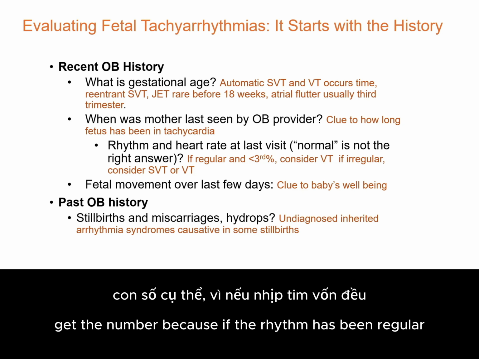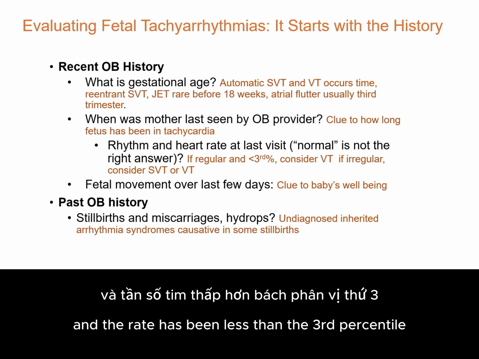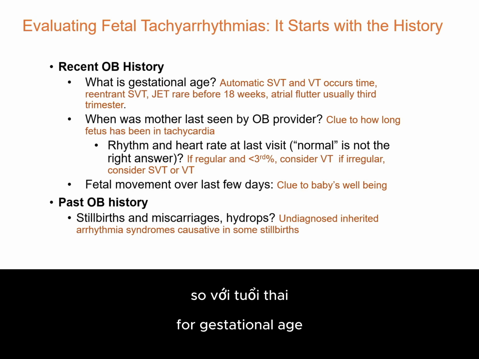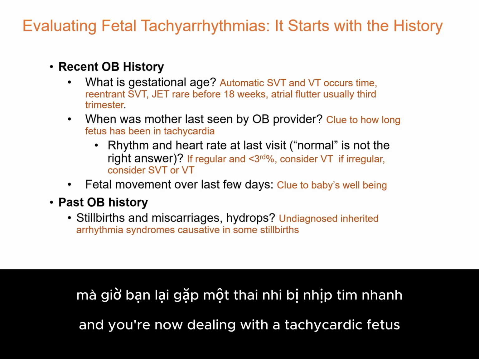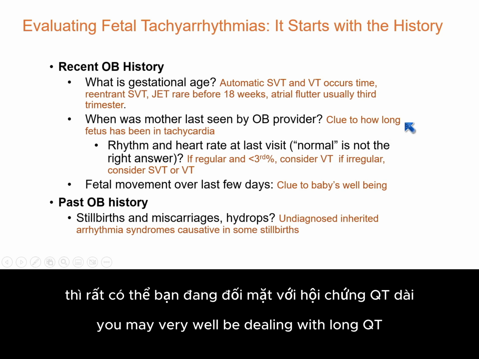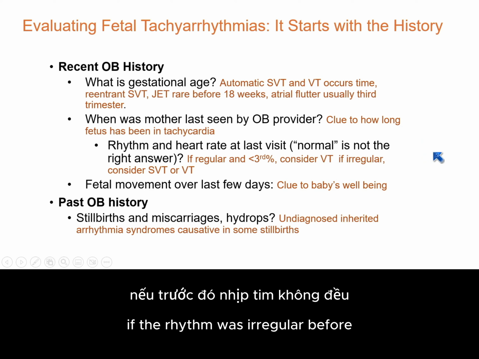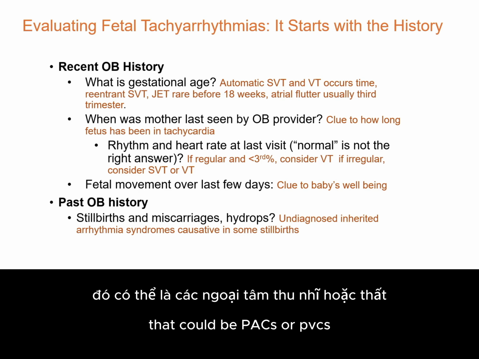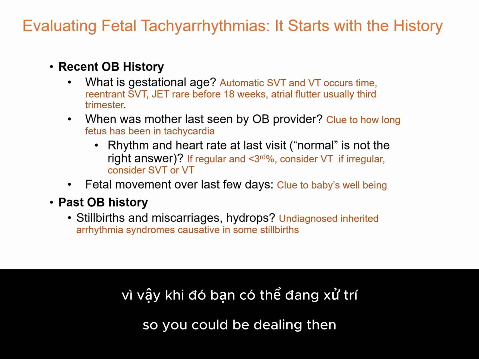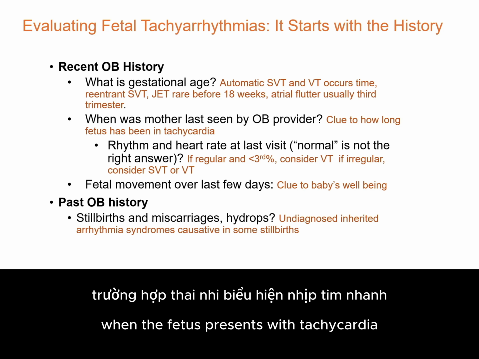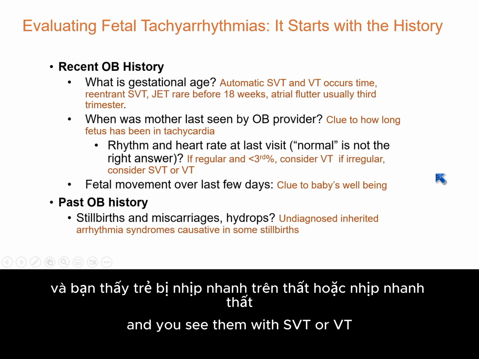You have to get the number, because if the rhythm has been regular and the rate has been less than the third percentile for gestational age, and you're now dealing with a tachycardic fetus, you may very well be dealing with long QT. If the rhythm was irregular before, that could be PACs or PVCs, so you could be dealing with that, and then the fetus presents with tachycardia and you see them with SVT or VT.